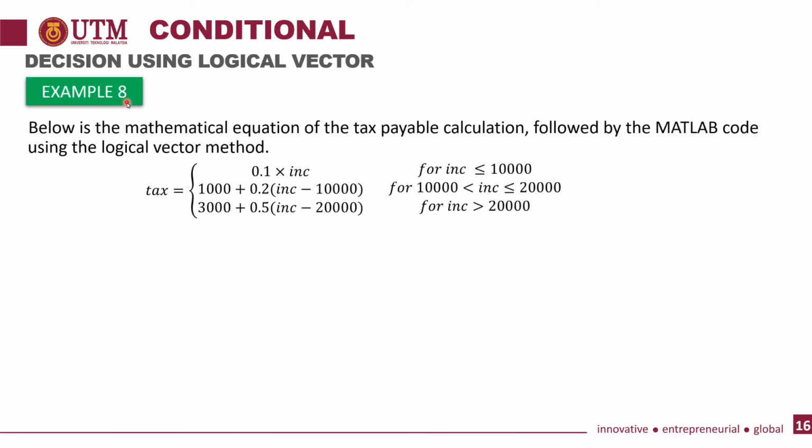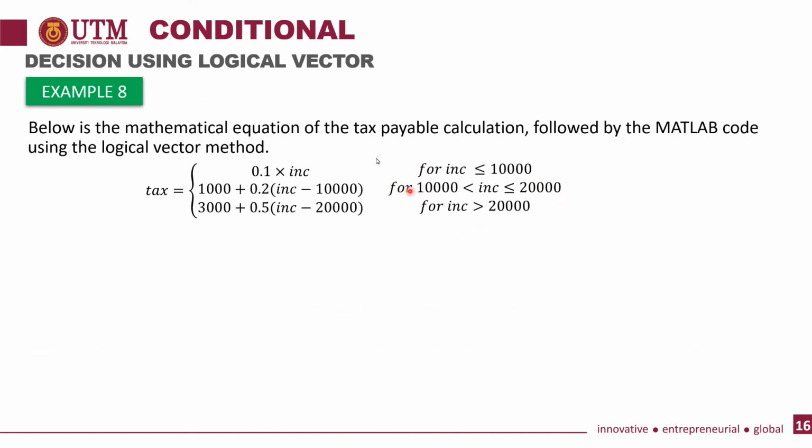So example number 8 is actually based on example number 7. Below is the mathematical equation of the tax payable calculation for the MATLAB code using the logical vector method. I have converted the table in example 7 into mathematical equations. So if your income is less than or equal to 10,000, you need to use this formula. If your income is greater than 10,000 and less than or equal to 20,000, you need to use these equations. And if your income is greater than 20,000, you need to use this formula. So you already have a different formula for each type of condition.